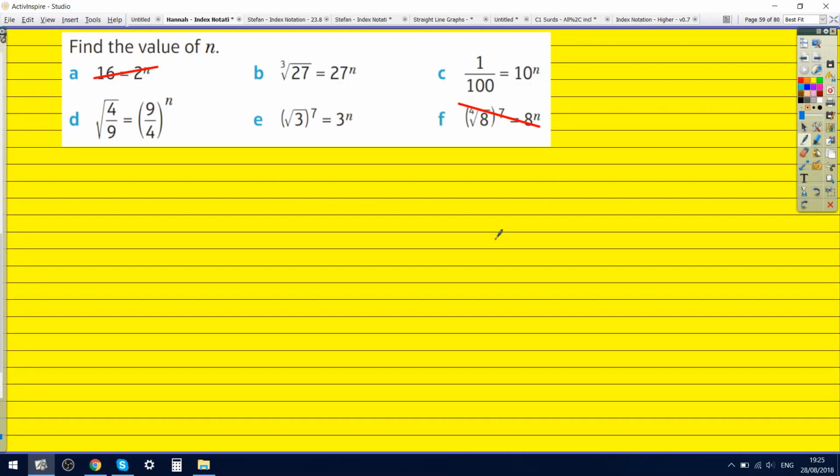Okay, let's try these, the ones that aren't crossed out. And you have to find the value of n each time. So n is not 3. Yeah. Okay, go on.